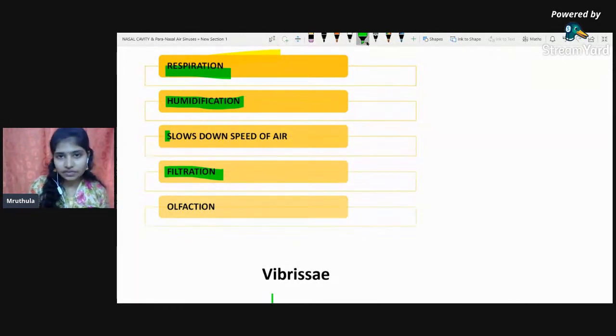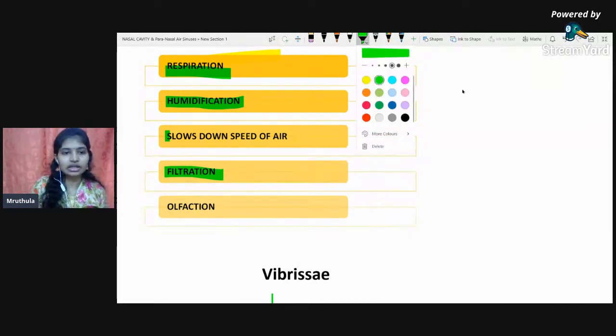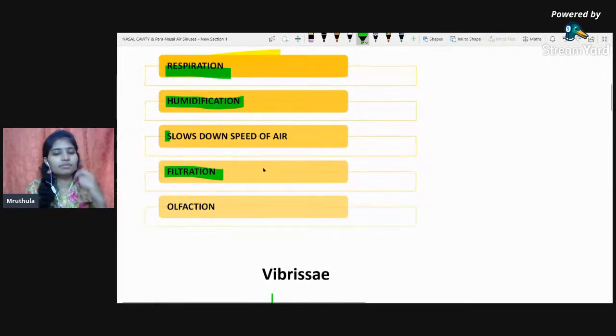The other structure which helps in filtration is the mucous secretion. We all know when some foreign body enters the nose, the mucous secretions enclose the foreign body, and that helps in its removal. So it's again by mucus. How does this mucous secretion occur? Again, as I mentioned, it is by a specialized epithelium. So this is another function.